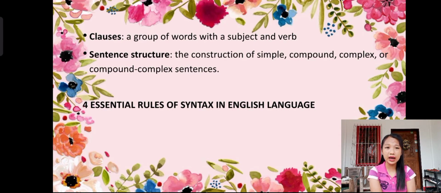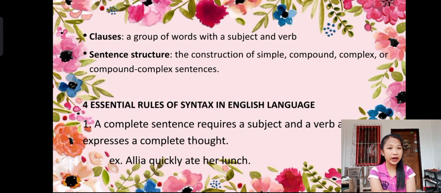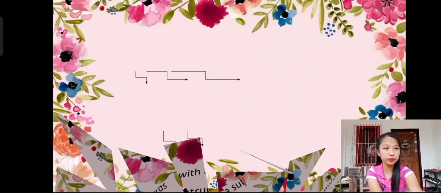In order for us to make the right syntax, we should follow rules. The first one: a complete sentence requires a subject and a verb and expresses a complete thought. So, when we make a complete sentence, it should have a subject and verb. Example: Alea quickly ate her lunch. We have a subject, Alea, and a verb, ate. So, let's proceed to number 2.